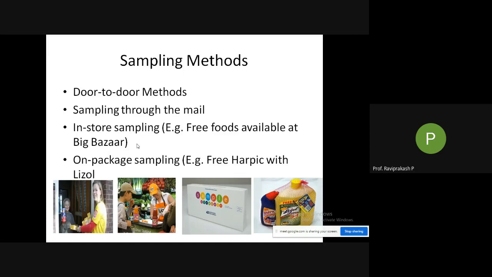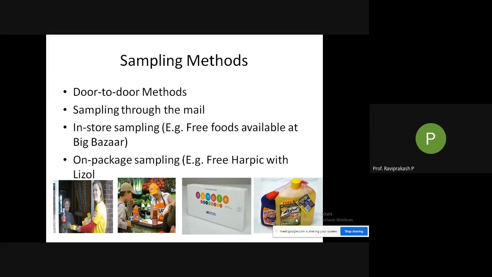Then on-package sampling. So for example, free Harpic with Lysol. So see here, you buy this big Lysol, you are getting this Harpic free. So what advertisement is being done? The advertisement is being done of Harpic. A small bottle is given free with Lysol. Harpic is a toilet cleaner, Lysol is a floor cleaner. So basically, they are combining floor cleaner with the toilet cleaner.